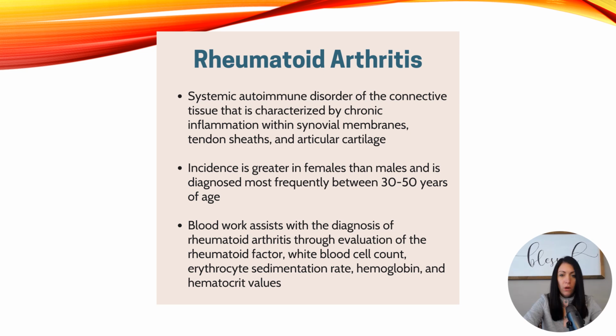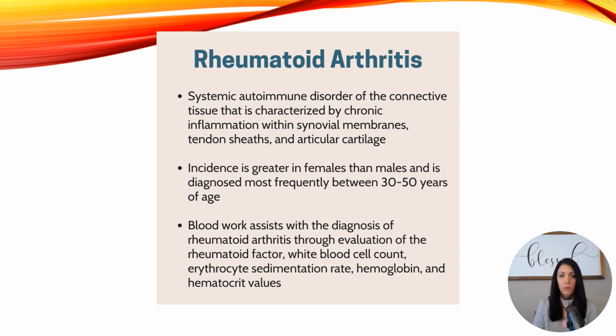All right, and the rheumatoid arthritis is going to feel very similar to how we just talked about OA, but RA is a systemic autoimmune disorder of the connective tissue. It's characterized by chronic inflammation within the synovial membrane, tendon sheaths, and articular cartilage. Incidence is greater in females than men, and diagnosed more frequently between 30 to 50 years of age. So when they're diagnosing for RA, usually blood work and evaluation, looking at the white blood cell count and erythrocyte sedimentation rate, hemoglobin, and hematocrit values. So that's how they're going to determine RA.